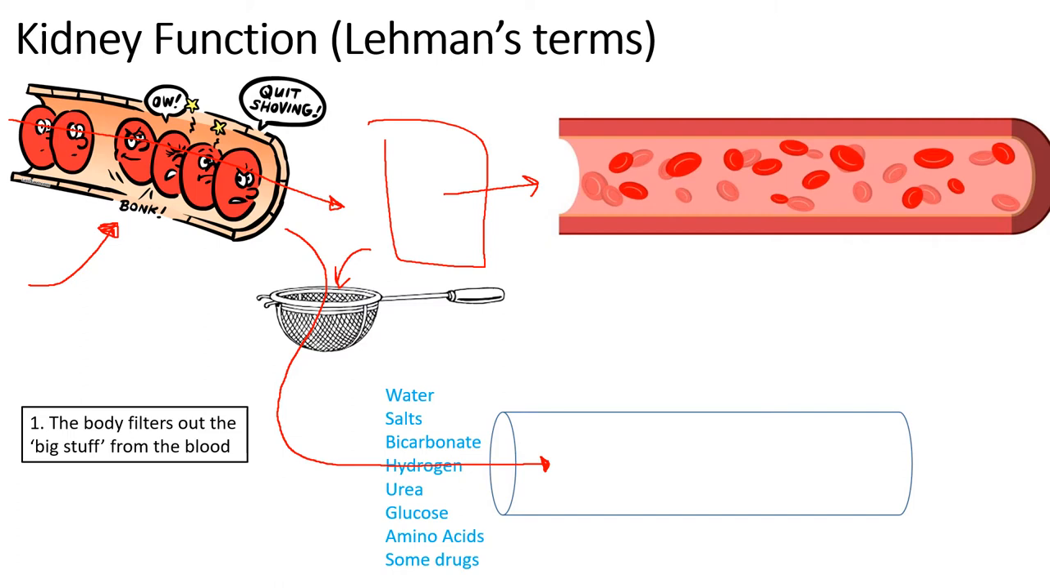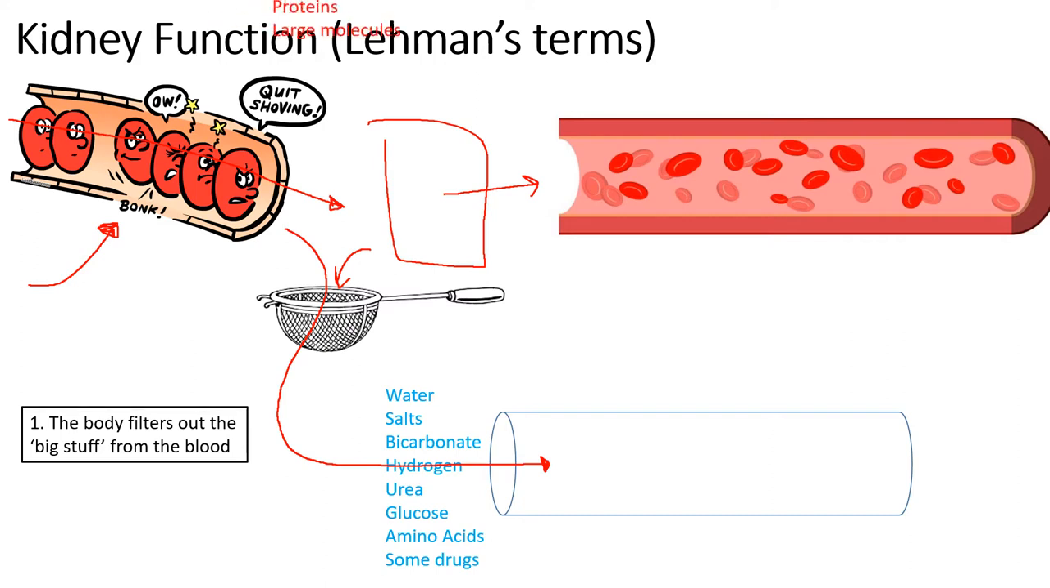And you can see some examples here at the bottom: water, salts, bicarbonate, hydrogen, etc. Some examples of the big stuff might be drugs, might be big proteins, things like that, hormones that are too big to fit through the gaps, and therefore they stay in the blood.